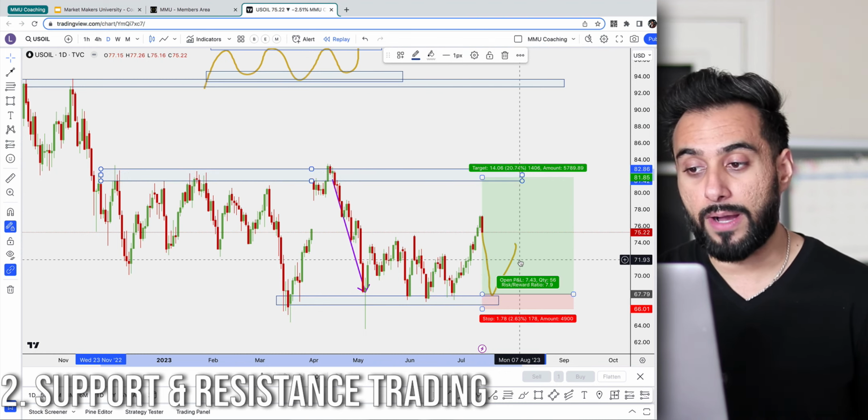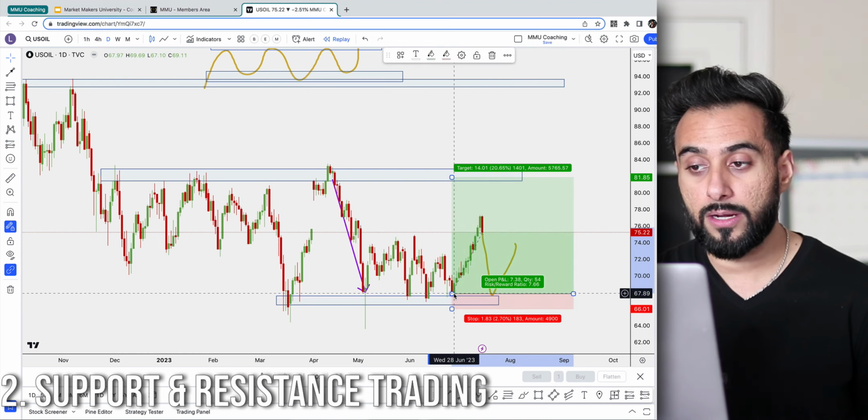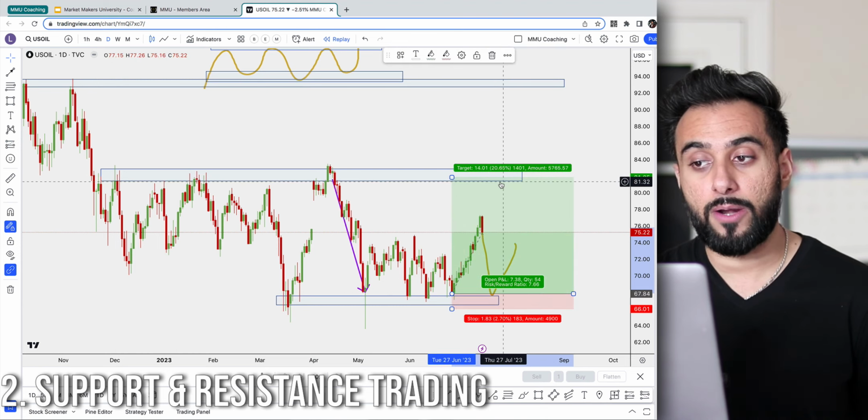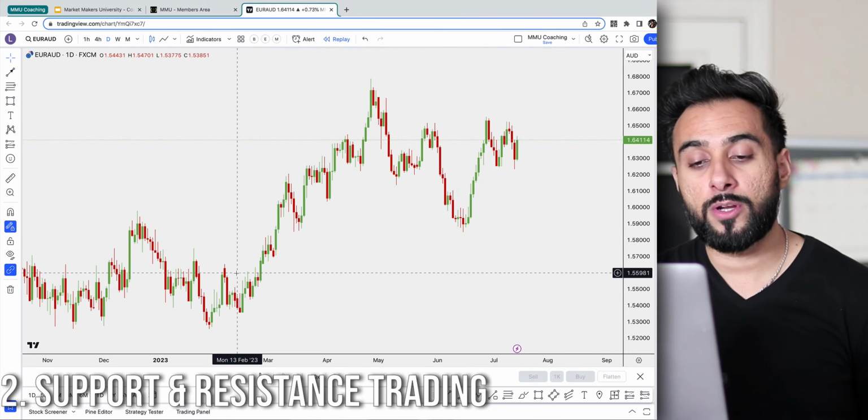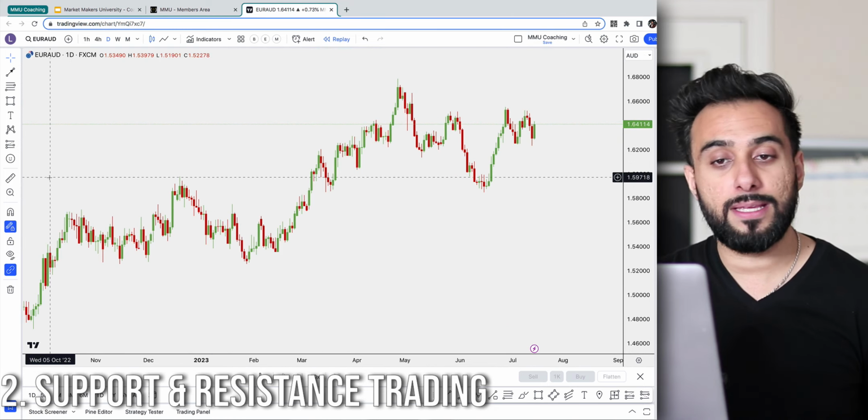So if you did enter a buy, let's say you entered a buy back here, this would be a very decent area to take profit. Let me show you another example. We are currently on Euro AUD, same exact concept.